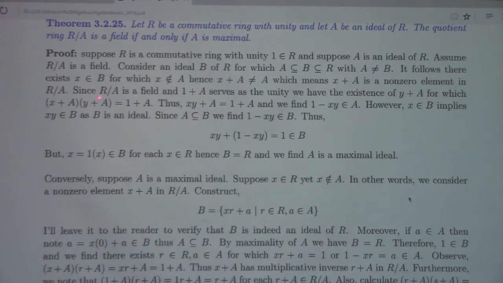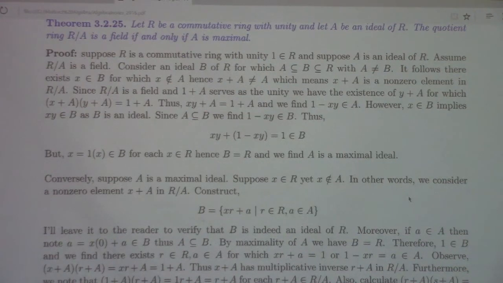Okay, so if this is a field that has a unity, right? What is a field? A field is a commutative ring with identity in which every non-zero element is a unit, right? It has a multiplicative inverse. Okay, so to say that x plus A has an inverse is to suppose that this equation has a solution, right? x plus A times y plus A equals 1 plus A, there has to be some y plus A that makes this go, right? That's the same as xy plus A equals 1 plus A, right? And that is tantamount to saying that 1 minus xy is an element of A, right?